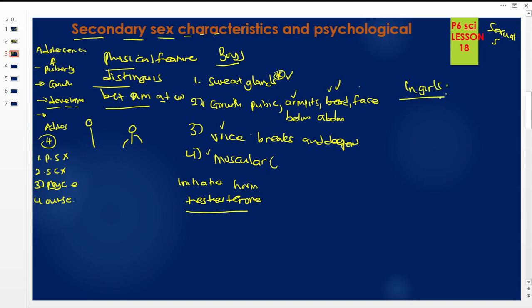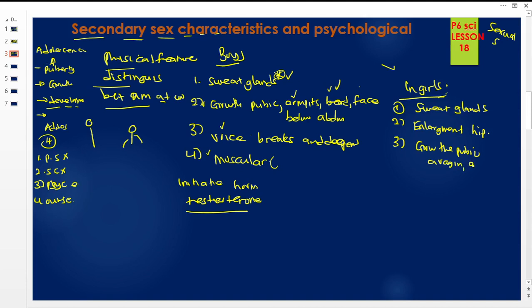The physical features we can look at and say, this is a mature woman, this is a man. One, they get the sweat glands becoming more active. Then enlargement and rounding of the hips, so they get curves. Then three, they also grow the pubic hair, the growth of pubic hair around the vagina. Then they also get the hair under the armpits.